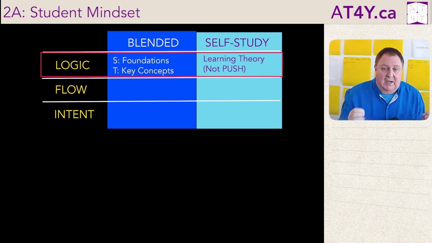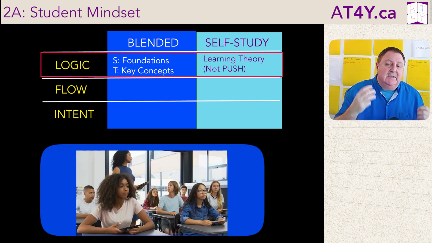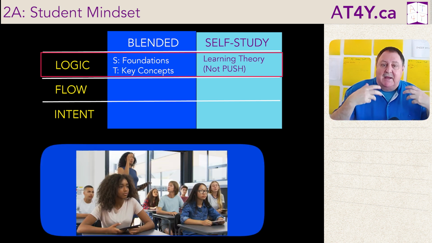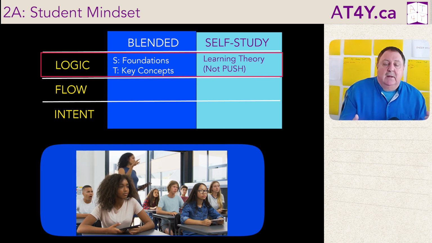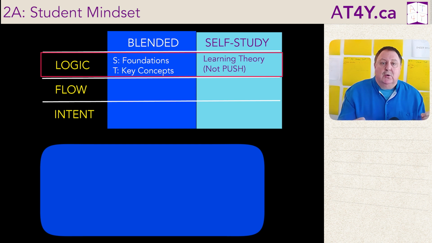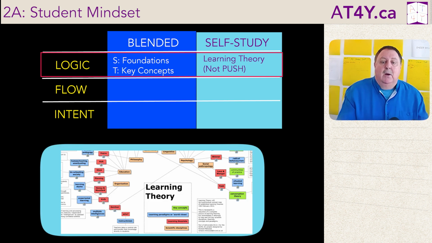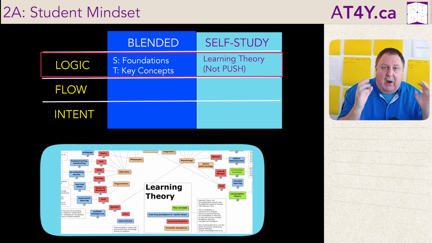Now let's talk about logic. So first of all, with blended, usually it's in a linear fashion based on the key concepts, and the teacher is there to help students make sense of this new material. However, with self-study, it must be based on learner theory. Why? Well, because the information needs to be rolled out in a way that students are going to grasp the concepts really quickly and be able to act on it.